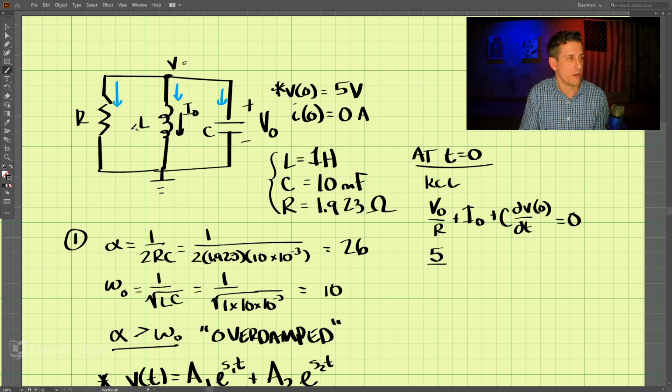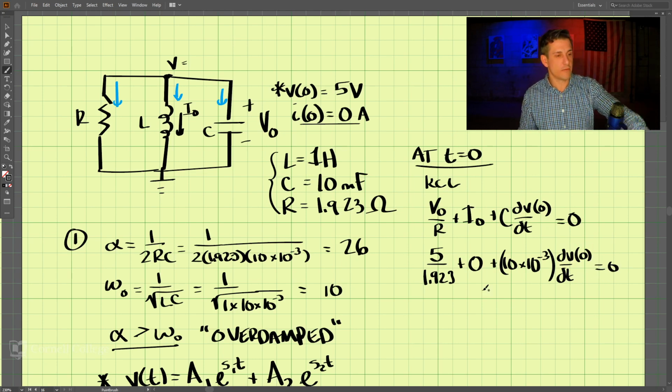So we know V naught for our equation is 5 volts. We know R over here is 1.923 plus I naught. We know that that value at time 0 is 0. And then we have plus C, which is 10 times 10 to the negative third, times dV/dt at time 0. And that is all equal to 0. So let's grab a calculator and figure this out. We want to know what dV/dt is at time 0.